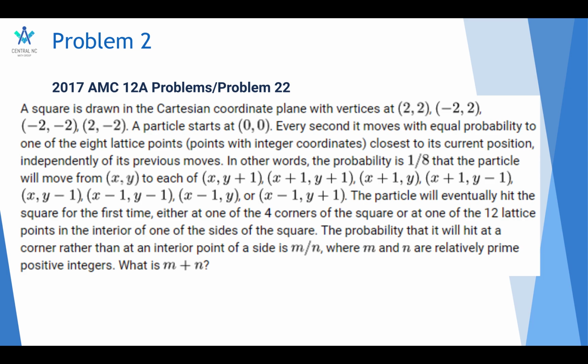And since there are 8 possibilities for where it could go, the probability for each is 1/8 of going in a certain one of the directions. And eventually the particle is going to have to hit the square at either a corner or one of its interior points on the sides. And we want to know what's the probability that it hits a corner.